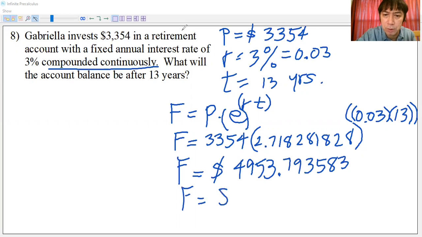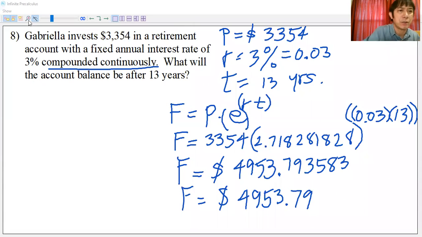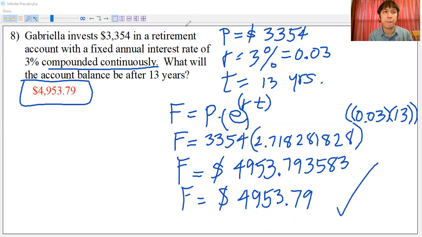You don't round anything while you're computing. You will have errors. You're going to round when you reach the final answer. So this is 79 cents. Let's see the answer. That's $4,953 and 79 cents, exactly what we have. So this is correct.